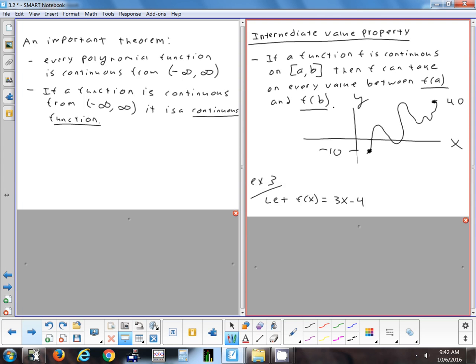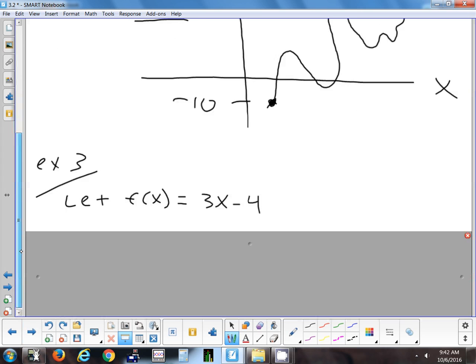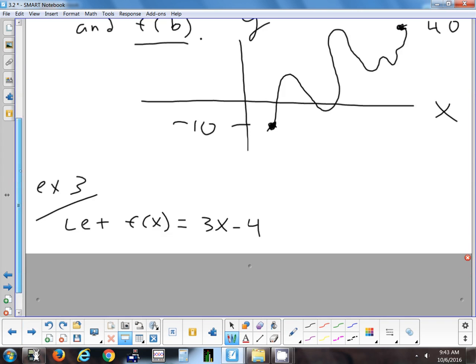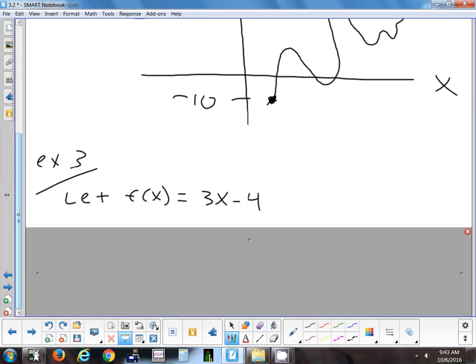All right, so let's look at an example. It says, let f of x equal 3x minus 4. If you draw this, what kind of shape is this? y equals 3x minus 4. Luke? Yeah, it's just a line, and Luke was saying with a slope. This time it has a slope of 3 and a y-intercept of negative 4. Are lines continuous? Yes, lines are continuous. So we've got a continuous function.